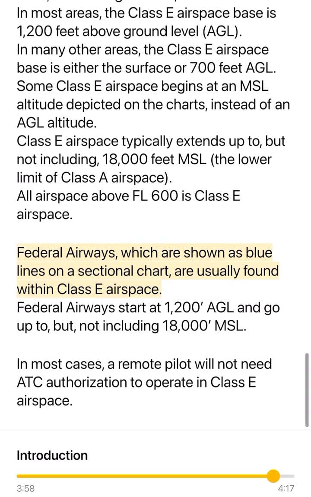Federal airways, which are shown as blue lines on a sectional chart, are usually found within Class E airspace. Federal airways start at 1,200 feet above ground level and go up to, but not including 18,000 feet mean sea level. In most cases, a remote pilot will not need air traffic control authorization to operate in Class E airspace.